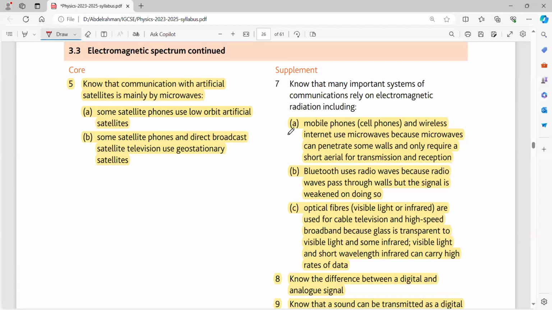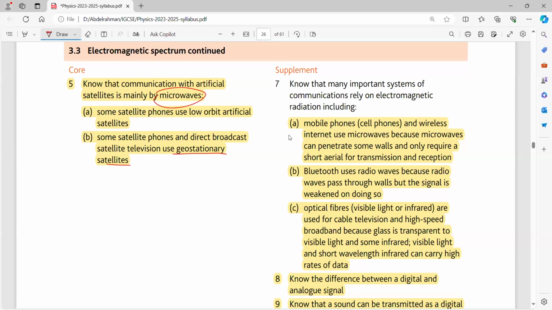Okay, we need to know this part. Some satellite phones use low orbit satellites. We know that satellite phones use microwaves, and some use geostationary satellites. Will we really be asked about these points? Probably not, but it's quite useful to read it again. Know that communication with artificial satellites is mainly by microwaves.